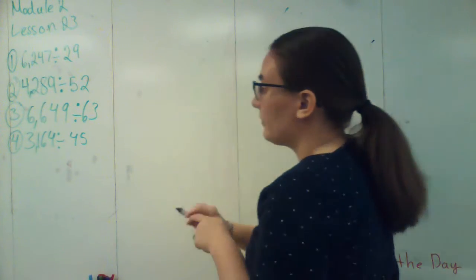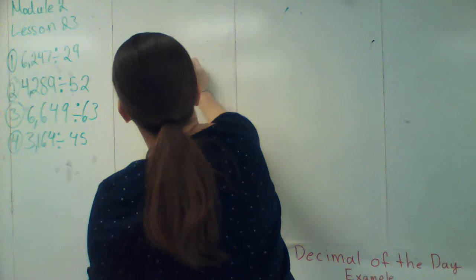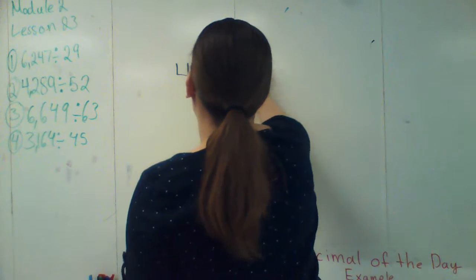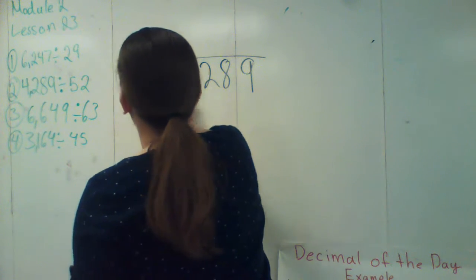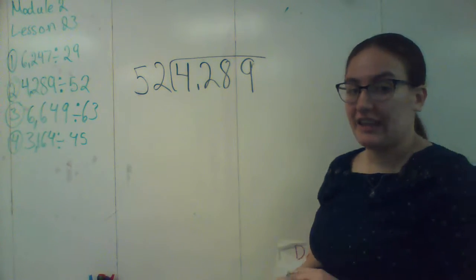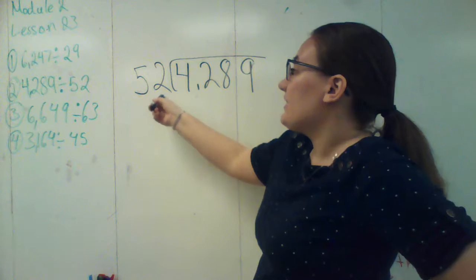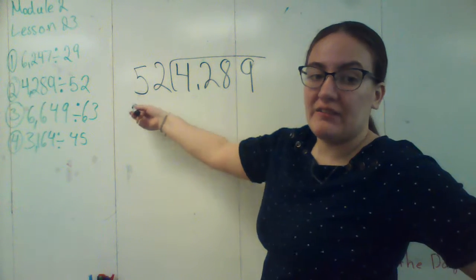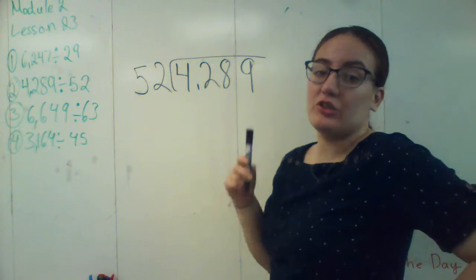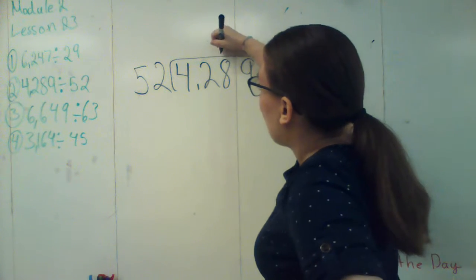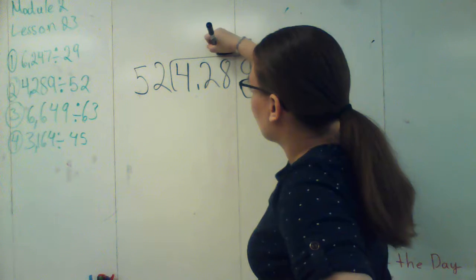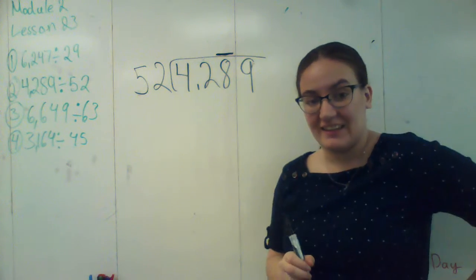So for our next problem, we have 4,289 divided by 52. Now for this one, you're kind of lucky because if you take a look at it, 52 cannot fit into 4. 52 is also bigger than 42, so 52 cannot fit into 42.